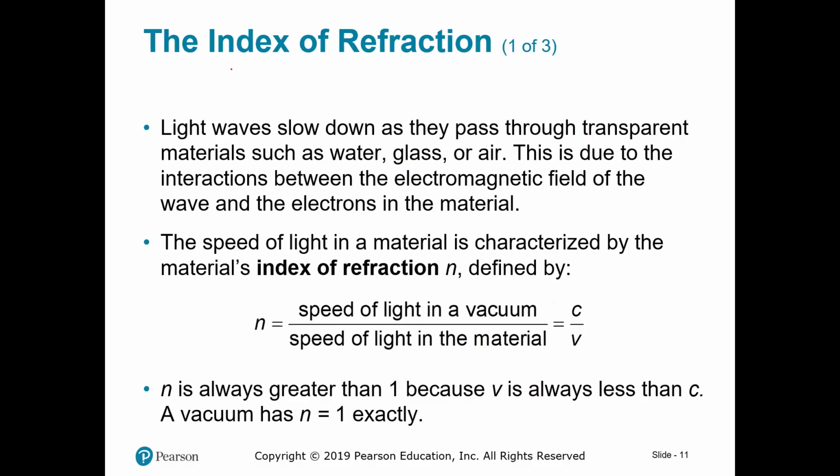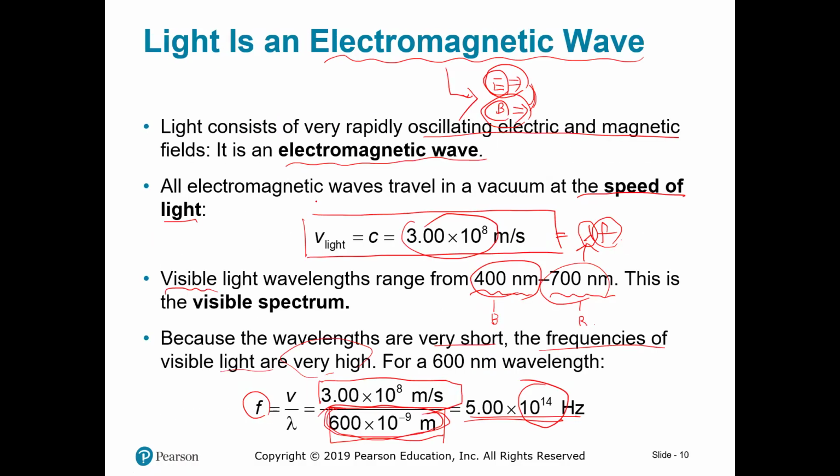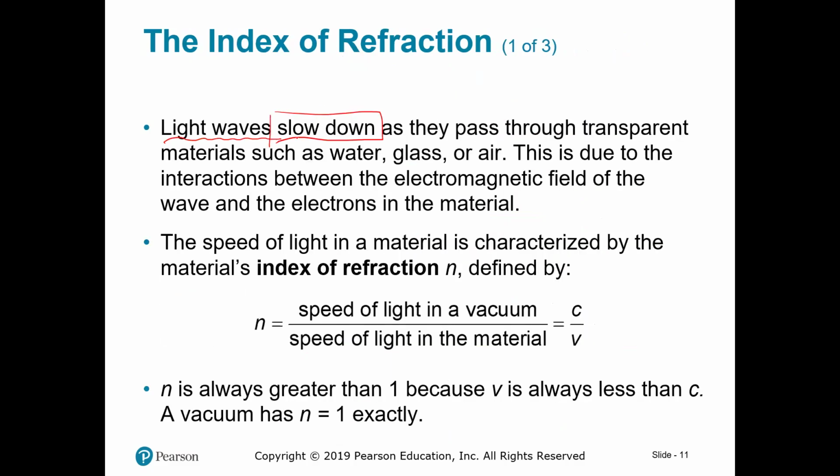And the next thing is the index of refraction. Light waves slow down. The 3 times 10 to the 8 meters per second is the speed of light in a vacuum. If the light passes through an object, it basically slows down, such as water, glass, air, whatever. As long as it's not a vacuum, its speed is less than 3 times 10 to the 8 meters per second.